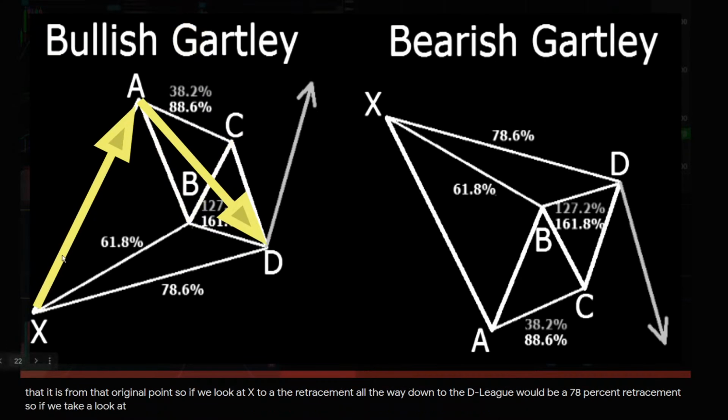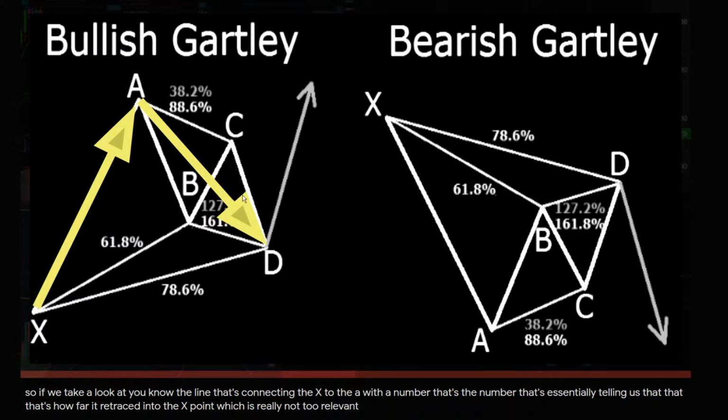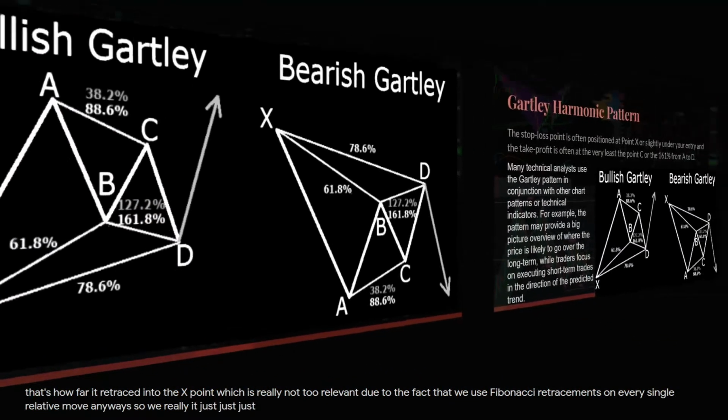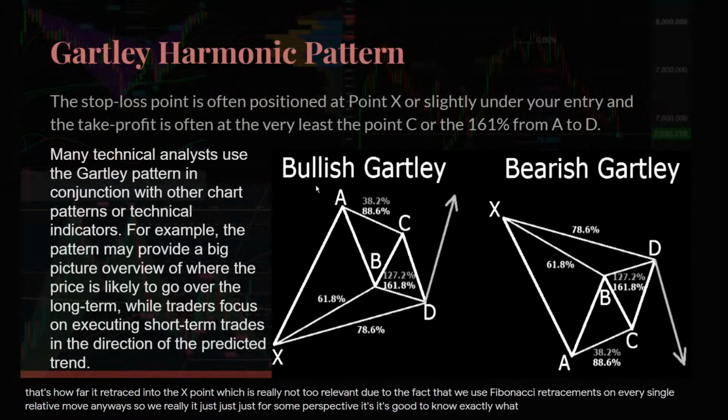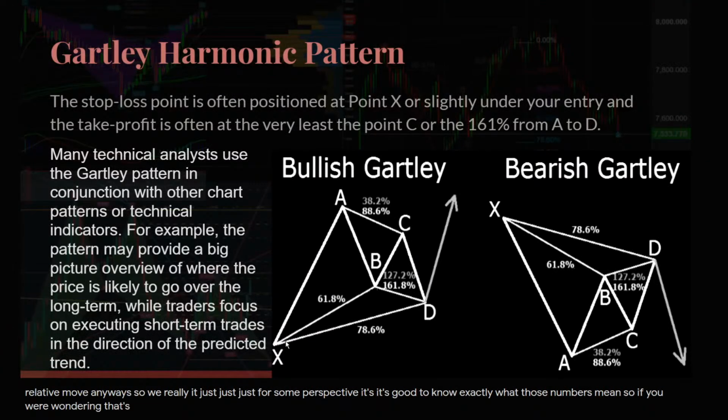So if we take a look at the line that's connecting the X to the A with the number, that's the number that's essentially telling us how far it retraced into the X point, which is really not too relevant due to the fact that we use Fibonacci retracements on every single relative move anyways. So really, just for some perspective, it's good to know exactly what those numbers mean. So if you were wondering, that's exactly what they are. They're just retracement levels. If we're looking at X to A, what was the retracement that the B was from X to A, and that would be the 61%.